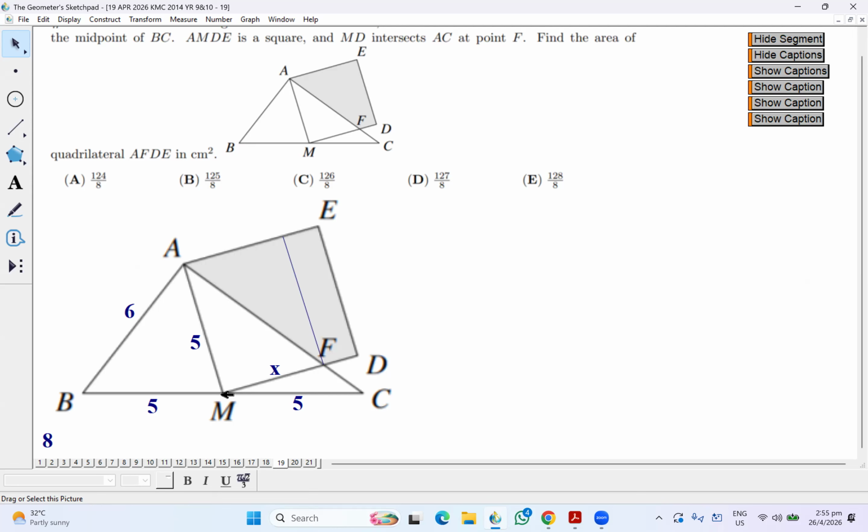So you want to find x. If we can find x, then we can find the trapezium here, the short side of the trapezium. This long side is 5. So how to find the short side, the x?